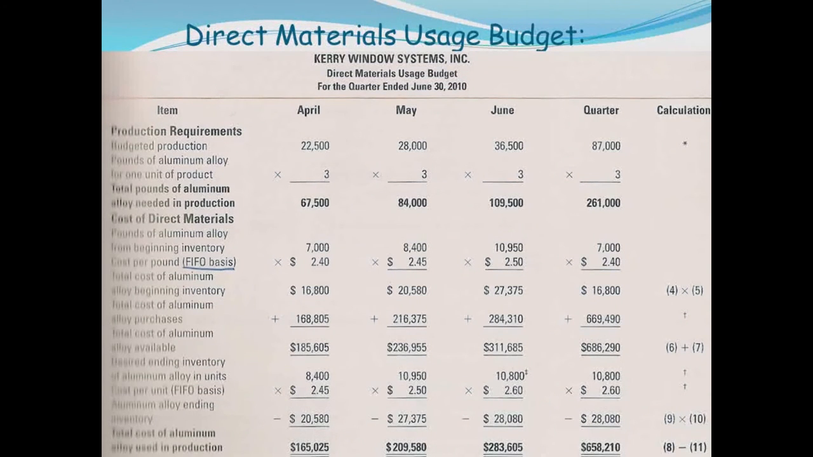Okay, so let's start with the usage budget. It starts with the production requirements, which we've already figured out. In this case, it's 3 pounds of aluminum for one unit of product. So you have to have it, standard costs. Your standard usage is 3 pounds per product. The total pounds of aluminum you'll need in production to produce the number of units you want to produce is just the extension of those two numbers.